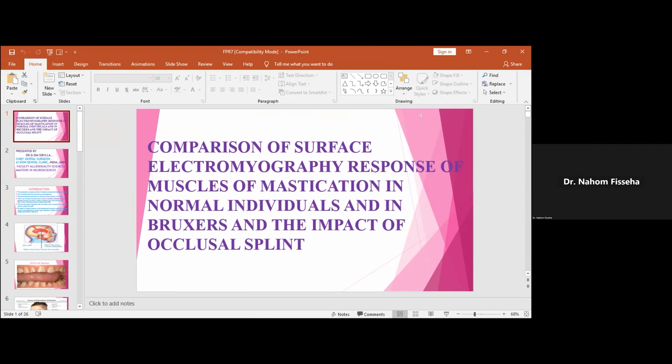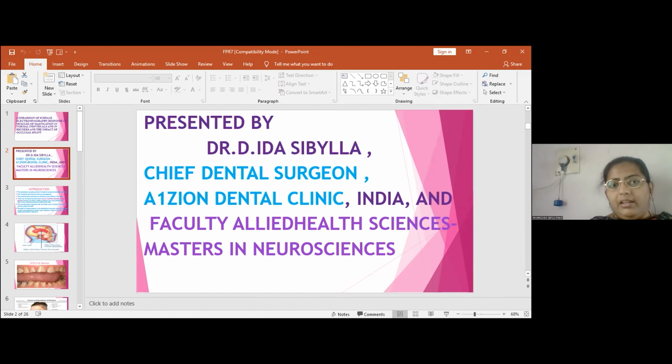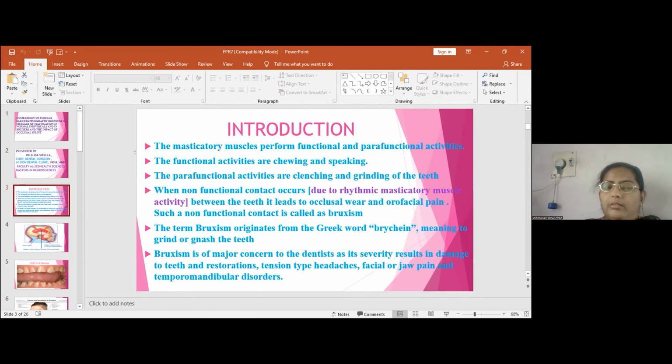Electromyography response of muscles of mastication in normal individuals and in bruxers, and the impact of occlusal splint. I'm the chief dental surgeon of A1 Zion Dental Clinic located in Chennai, India, and also on the faculty of Allied Health Sciences. I have also completed my master's in neuroscience after dental surgery, and two fellowships, one in cosmetology and trichology. So, in the introduction, we know that the masticatory muscles perform functional and parafunctional habits.